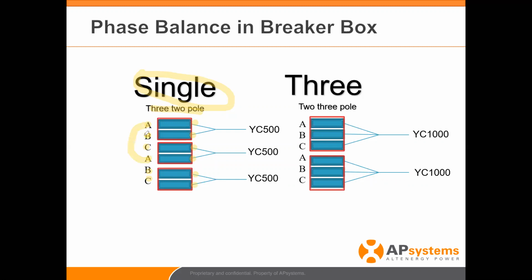Here's the A, here's the B, and here's the C. So as the installer using the single phase inverters, now you are balancing the phases by using 3 separate 2-pole breakers. But phase balance has been completed. With a 3-phase system, using 2 3-pole breakers, as we talked about, the YC1000 is a 5-wire system. Line 1, line 2, line 3, line 1, line 2, line 3. You're done. Just that simple.